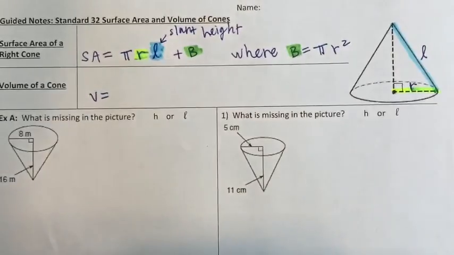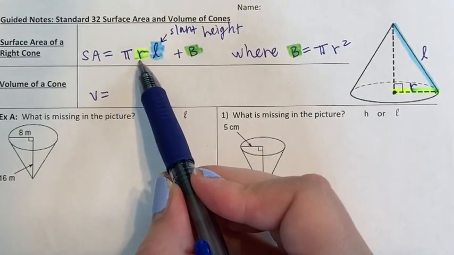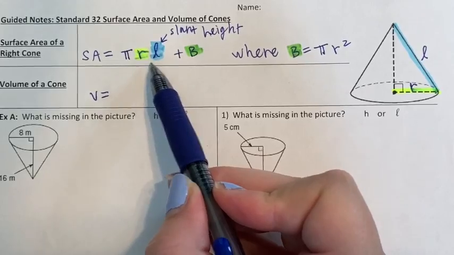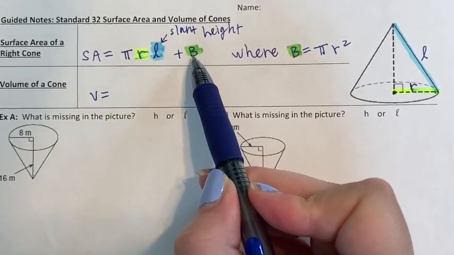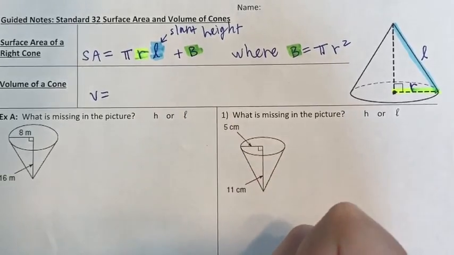So here are all the pieces to our surface area formula. We'll do pi times our radius times the slant height, and then whatever we get when we multiply these three numbers together, we will add our base, and then we have our surface area.